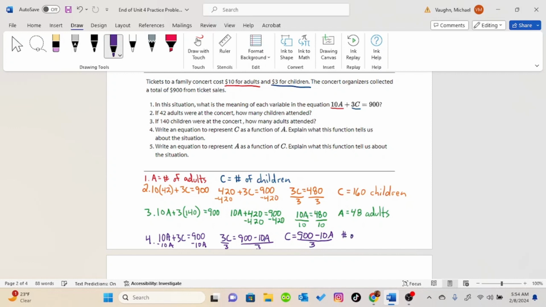the number of children using number of adults as input.